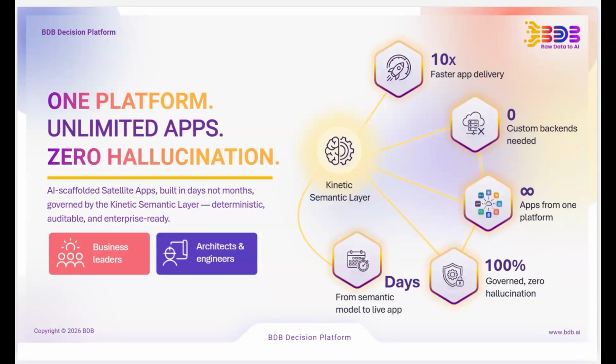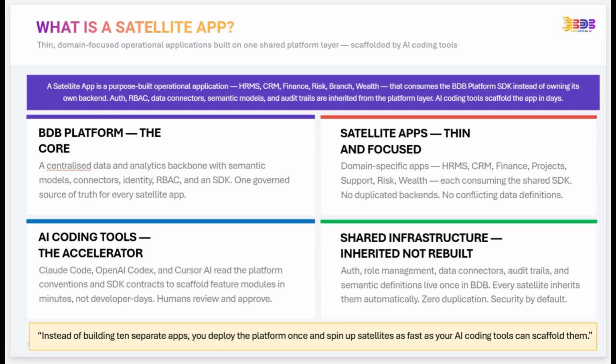Next, we will explore one of the most important capabilities introduced in BDB Platform 11.0, satellite apps. One platform. Unlimited apps. Zero hallucination. The Kinetic Semantic Layer becomes the governed intelligence foundation for the enterprise, powering dashboards, AI agents, APIs, and operational applications from one shared semantic model.